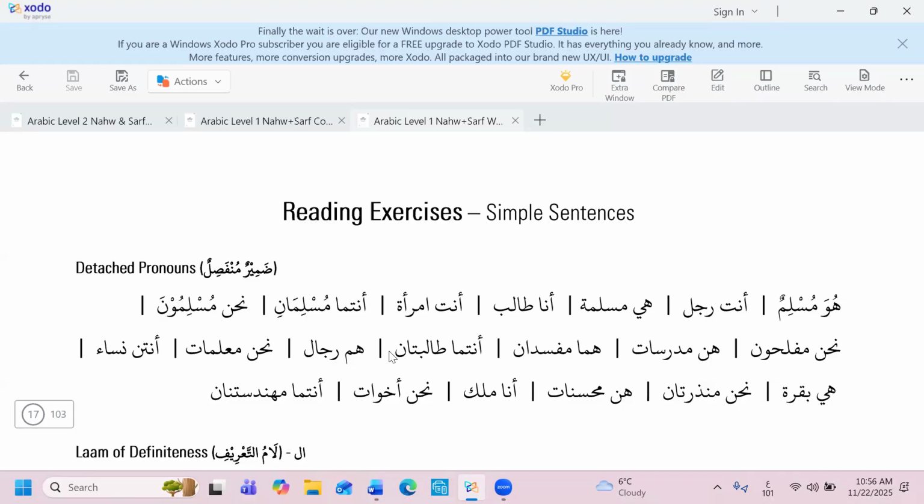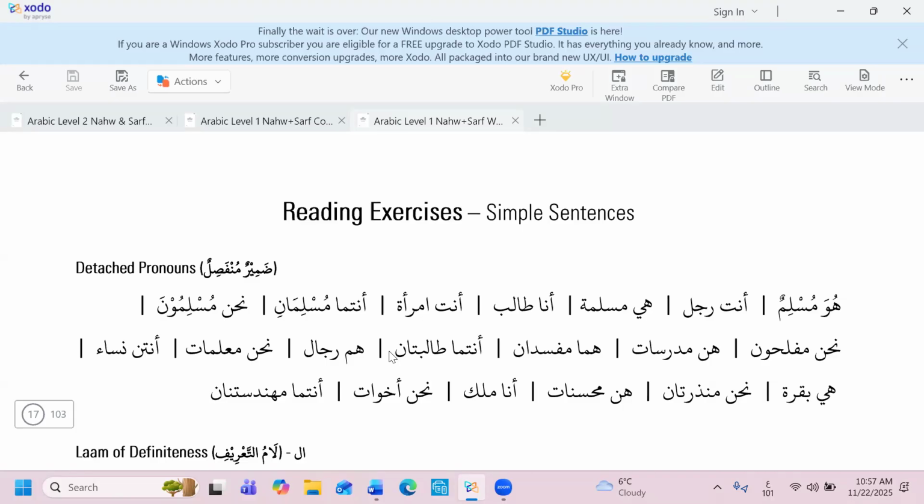Anta rajulun, which means you are a man. Next one. Muslim. Muslimatun. Yeah. So always keep it rafa unless you have a reason to make it something else. So here, muslimatun. So now you know the word. Next one. Ana talibun. Yeah, ana talibun. So you've seen the word talib many times. Next one, if you've seen this word. Imra'atun. So imra'atun, yeah.